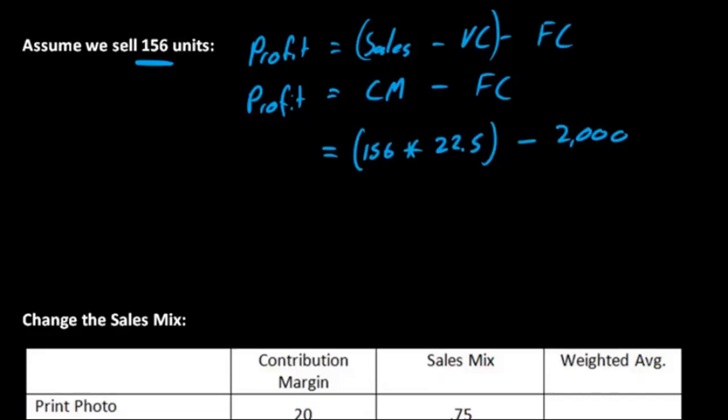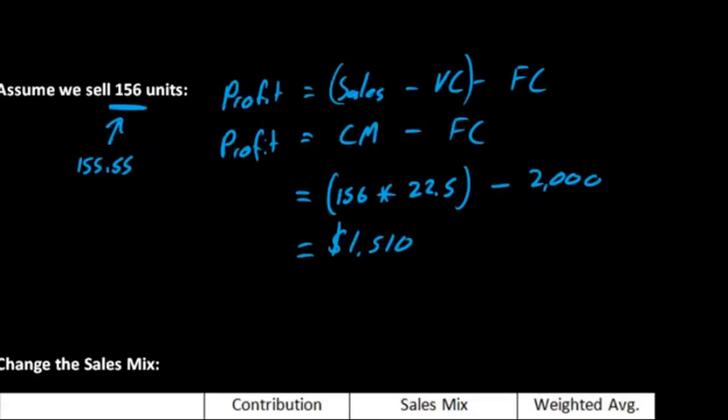Our profit is going to be our total contribution margin. So it's going to be 156 units times our weighted average contribution margin per unit, which we calculated as 22.5, minus our fixed cost, which is 2000. And so you work them out here. You're going to get 1510, and the reason we didn't get 1500 exactly is because we rounded some numbers when we were coming up with 156 units. It was actually 155.55. So if you use 155.55, you'd get 1500 exactly. But we rounded to 156, so we get a profit of 1510.